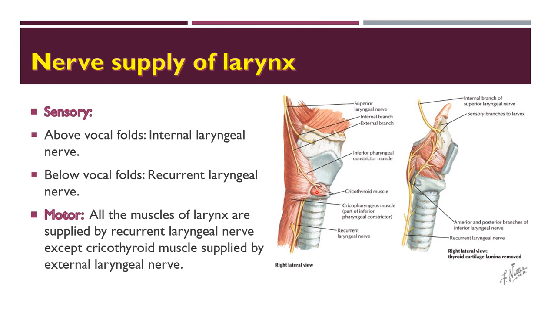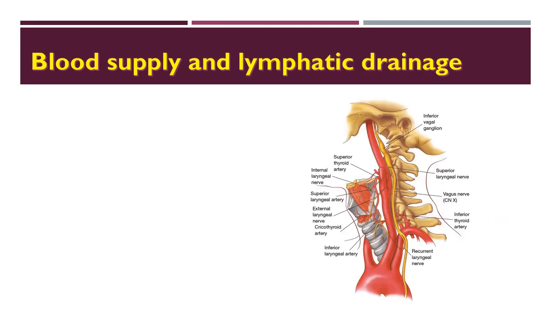The mucous membrane of the larynx is respiratory epithelium, ciliated columnar epithelium, except at certain places. That is the aryepiglottic fold, the upper surface of the epiglottis, and the vocal folds. All these are mainly lined by stratified squamous non-keratinized epithelium. Coming to the blood supply, mainly the superior and inferior laryngeal arteries supply it. The superior laryngeal artery is a branch of the superior thyroid artery.